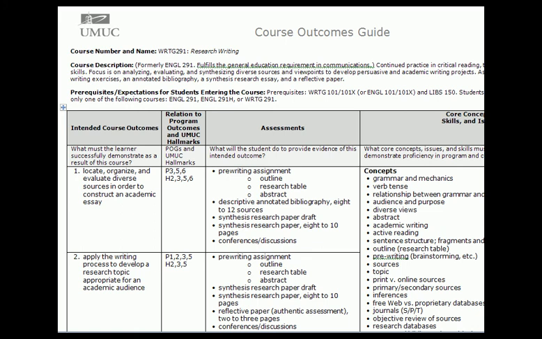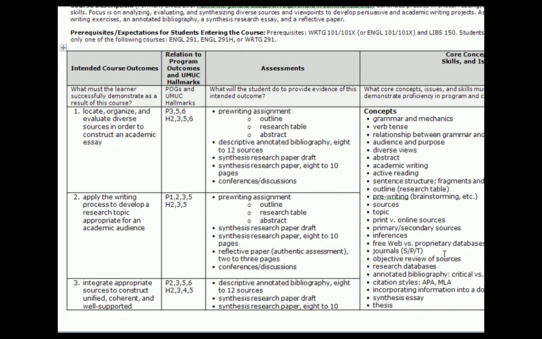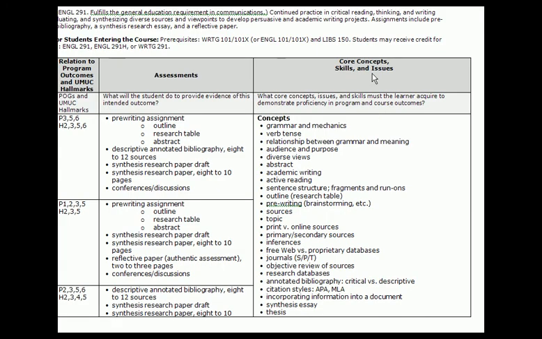This leads us to our next document, the Course Outcomes Guide, or the COG, and it has all the course outcomes that we just mentioned from the previous document. In the third column are the assessments that assess how well the student is accomplishing this outcome. And so in that column you'll see all the things the students will do to assess outcome 1, all the things the student will do to assess outcome 2, etc., etc. The next column is the core concepts, skills, and issues that a student would need to master or address in order to accomplish these outcomes.